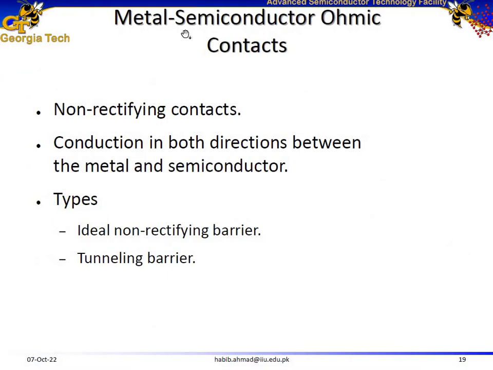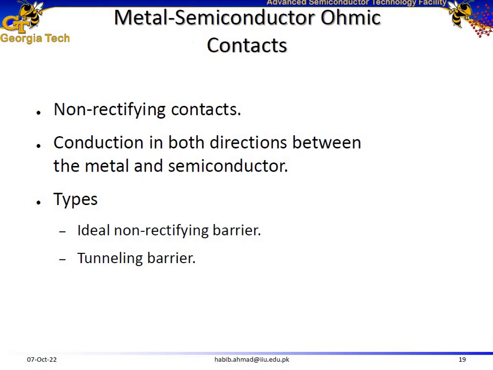So far we talked about rectifying contacts. A metal semiconductor junction with a rectifying contact, which means we talked about diode behavior. Rectifying contacts are going to allow current to flow just in one direction. Now we want to talk about non-rectifying contacts as well. Non-rectifying contacts would allow current to flow in both directions, from the semiconductor to the metal and from the metal to the semiconductor.